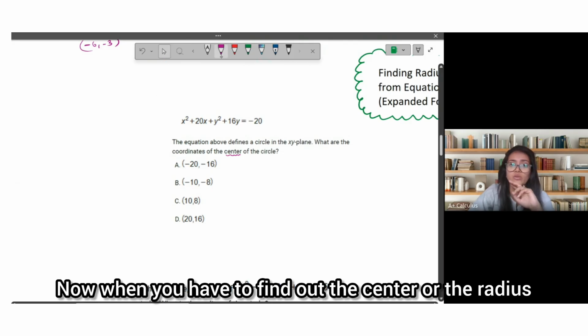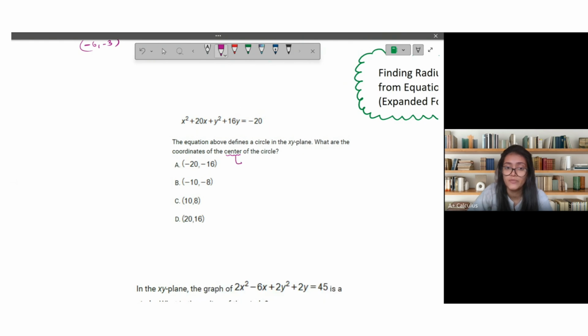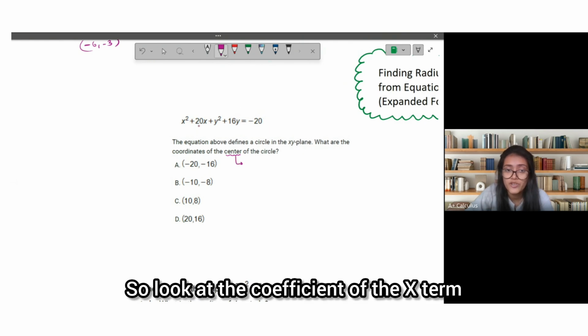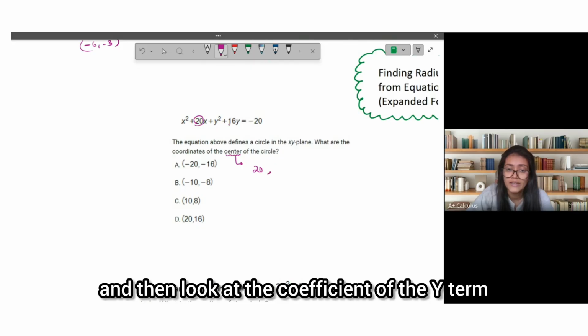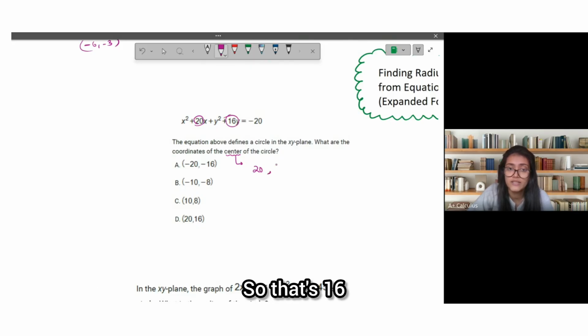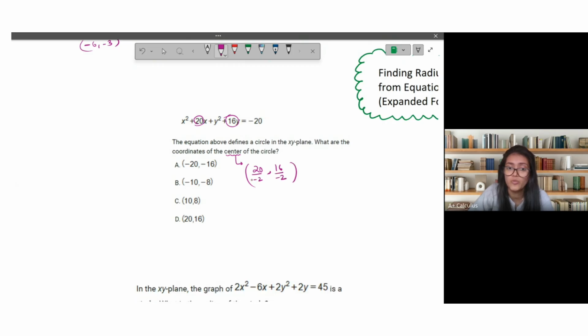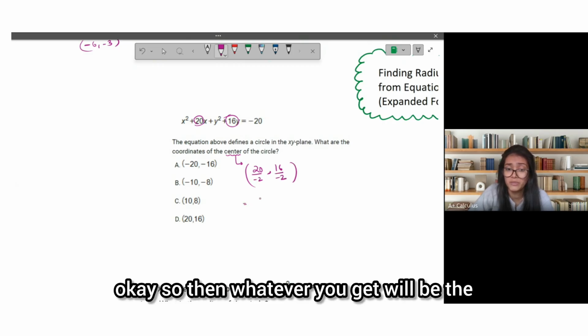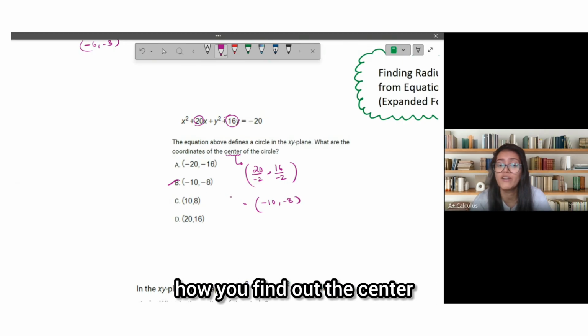Now, when you have to find out the center or the radius, first we'll see how to find out the center. Look at the coefficient of the x term. So it is 20, so write 20 here. And then look at the coefficient of the y term. That's 16. And you need to divide these two coefficients by -2. Whatever you get will be the center of the circle. So this is going to give you -10 comma -8. So answer choice B will be right. This is how you find out the center.